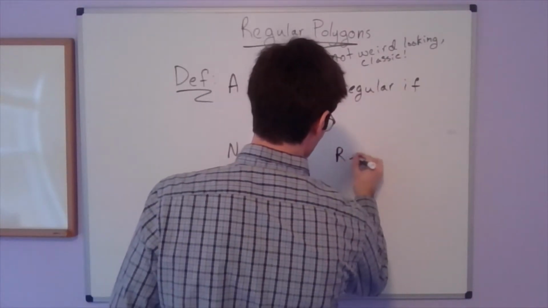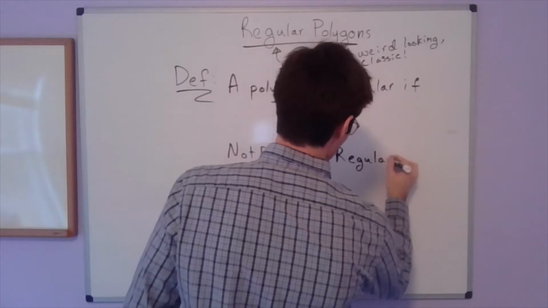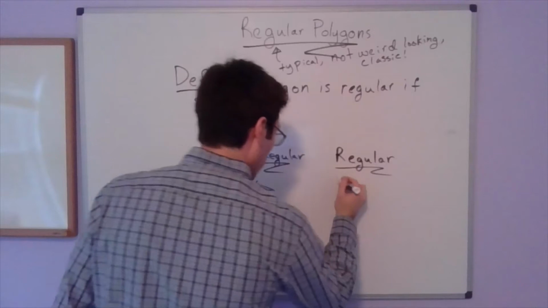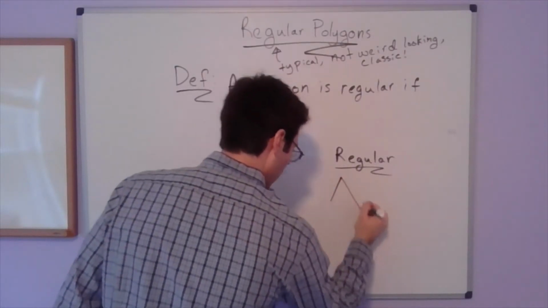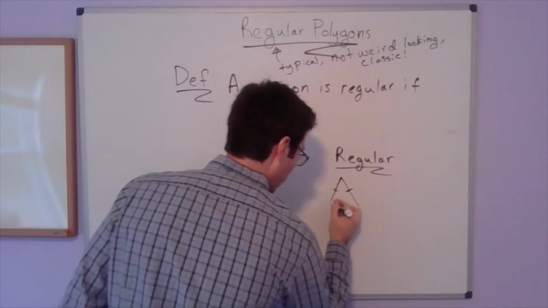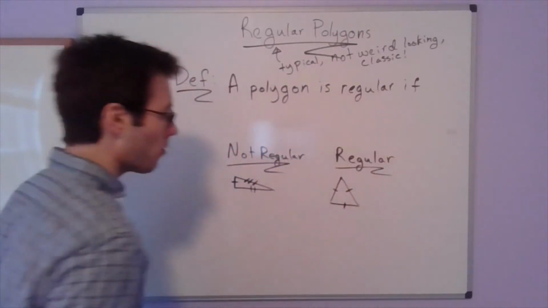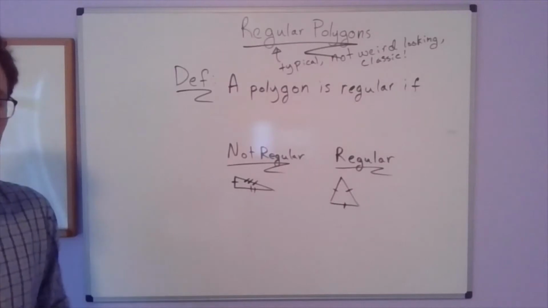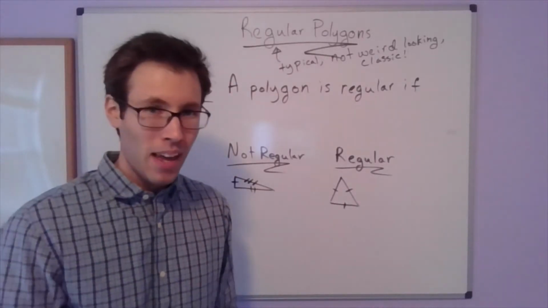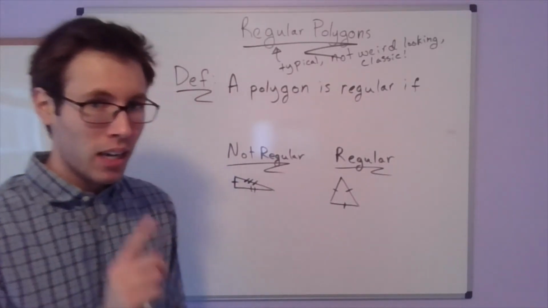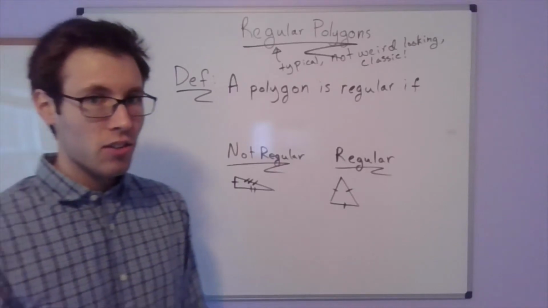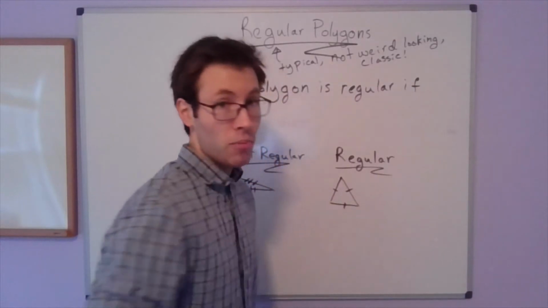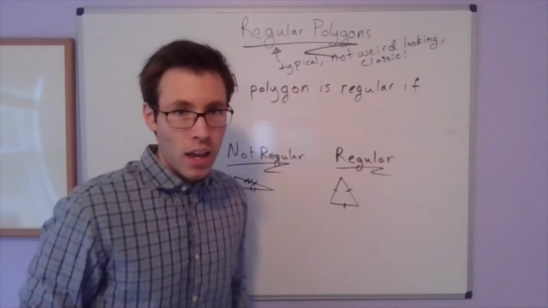Regular, however, we're trying to make it look as pristine as possible. How about a beautiful equilateral triangle? One that's perfect, one that's classic, one that's typical. That would be an example of a regular polygon. Now, I want to bring attention particularly to three-sided shapes, triangles. Trigons is a fancy word for triangle.